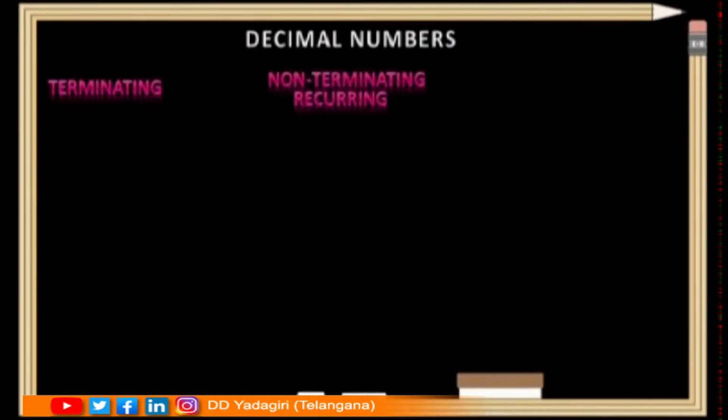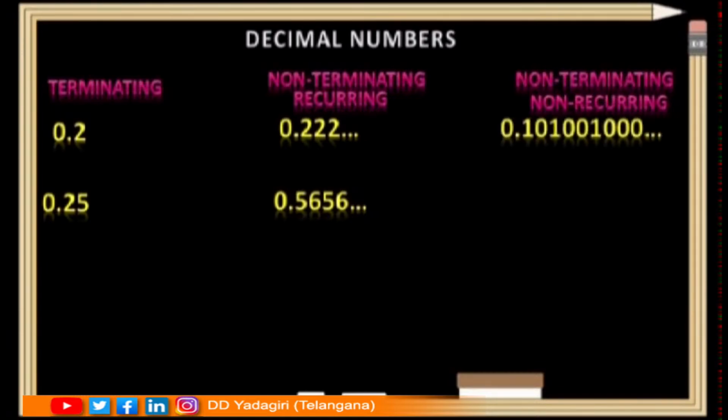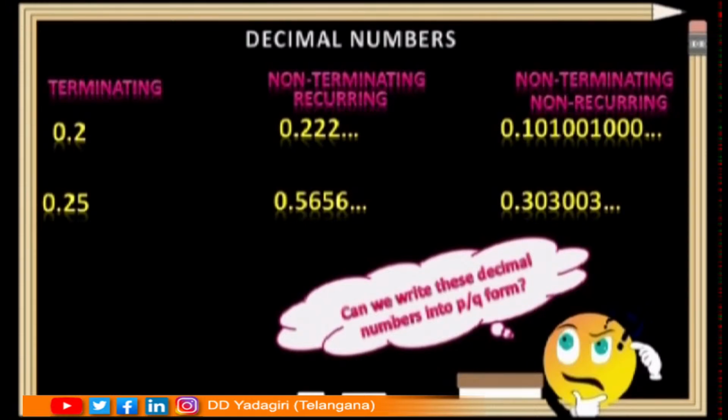Now, finally, we can observe decimal numbers are in three forms. One is terminating, the second is non-terminating recurring, and the third is non-terminating non-recurring. In terminating, it is like 0.2, 0.25. In non-terminating recurring, the digits repeat. In non-terminating non-recurring, the digits neither terminate nor repeat. Now the question: can we write these decimal numbers in p by q form?